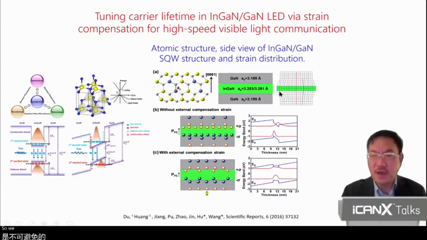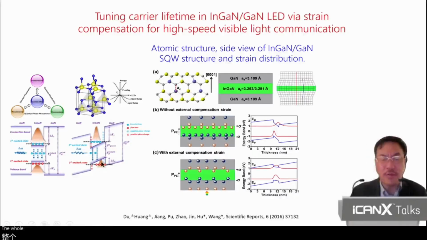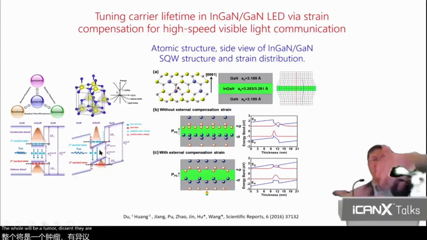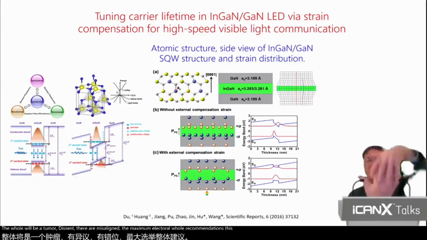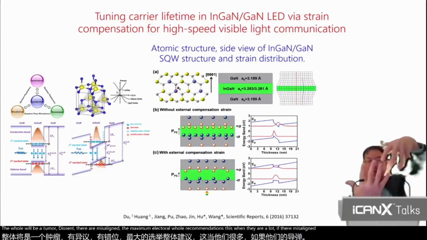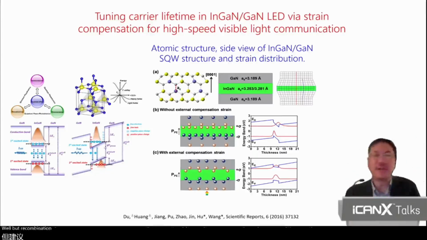If you have an internal strain, the band will be tilted. With the band tilted, the electron will be accumulated at this end, and the hole will be accumulated at this end. They are misaligned. The maximum electron-hole recombination is when they align. If they are misaligned, the recombination rate is reduced.